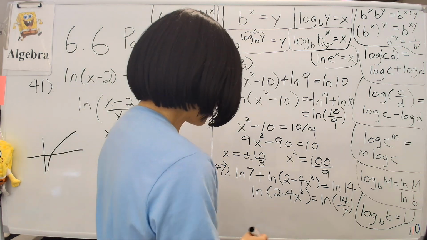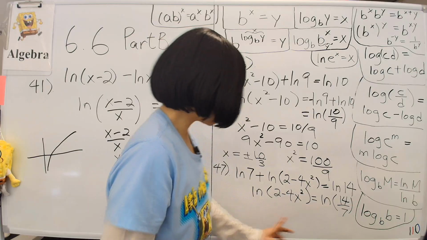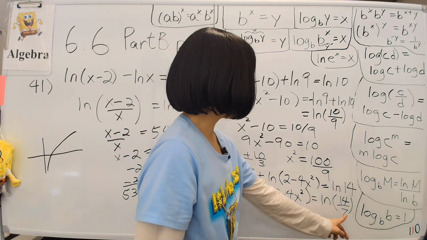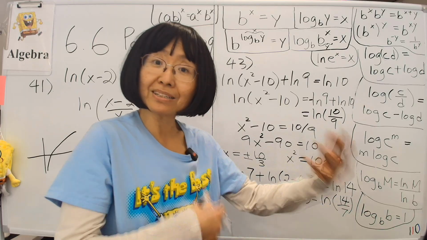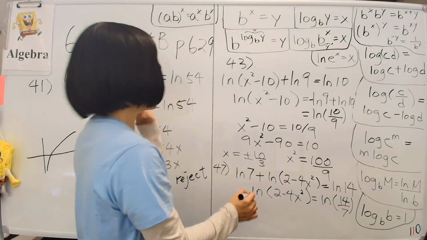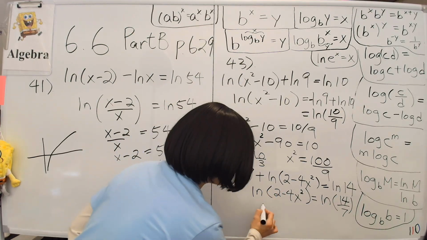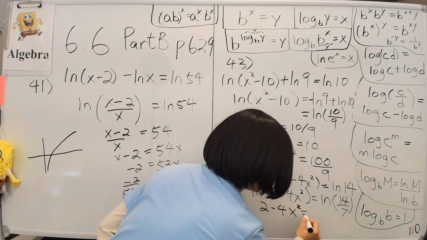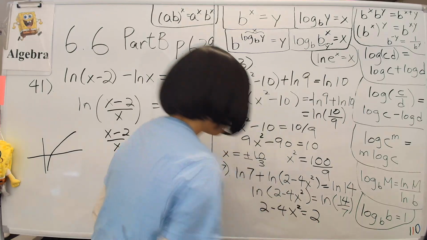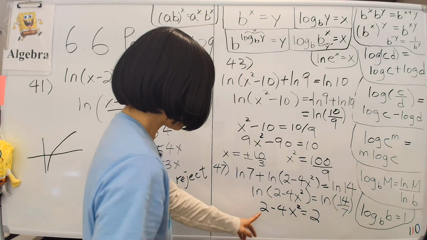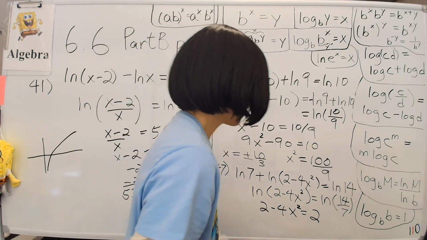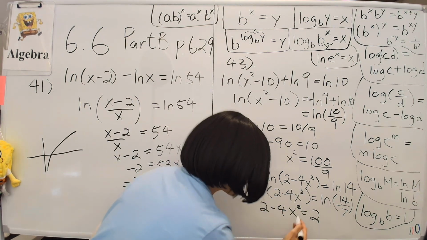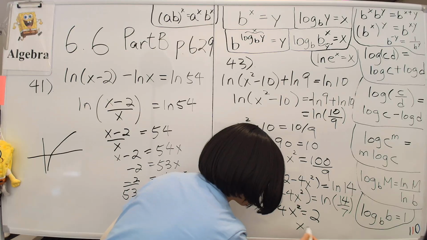Okay, so that would mean that what's inside has to be the same because of how our problem is set up. See, the natural log of something equals the natural log of something, so those two somethings have to be the same thing. So we can get rid of the natural log and just solve the equation 2 minus 4x squared equal to 14 over 7, which is 2. And so we have 2 on both sides. Now that means x equals 0. Okay, because getting rid of the 2, for 4x squared equal to 0, x will be 0.